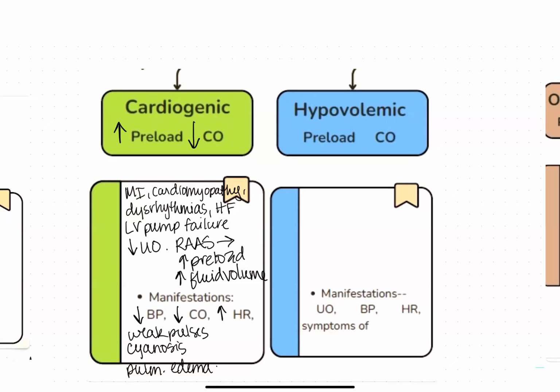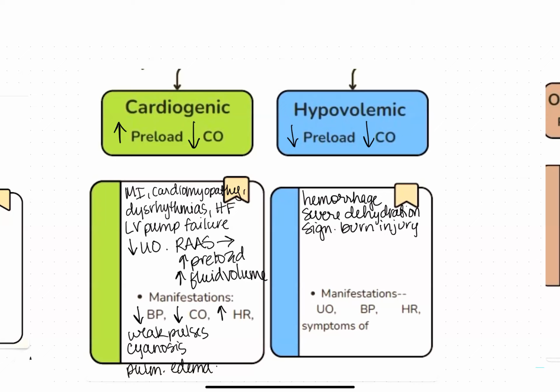Hypovolemic shock is characterized by a decreased preload or fluid volume and decreased cardiac output because of the lack of fluid volume or low blood volume. Common causes of hypovolemic shock include hemorrhage, severe dehydration, and significant burn injury. When patients suffer significant burns, it actually causes them to lose large amounts of fluid volume and they become very hypovolemic.